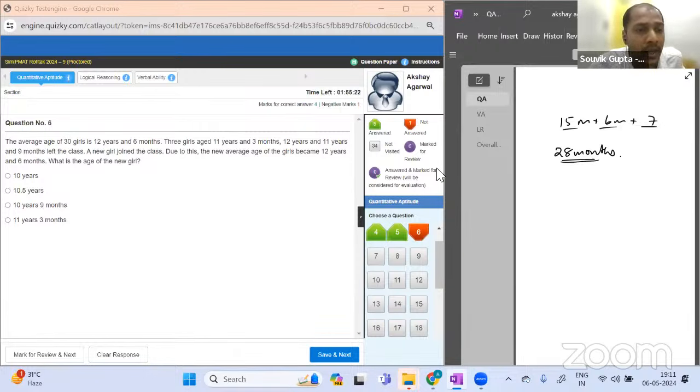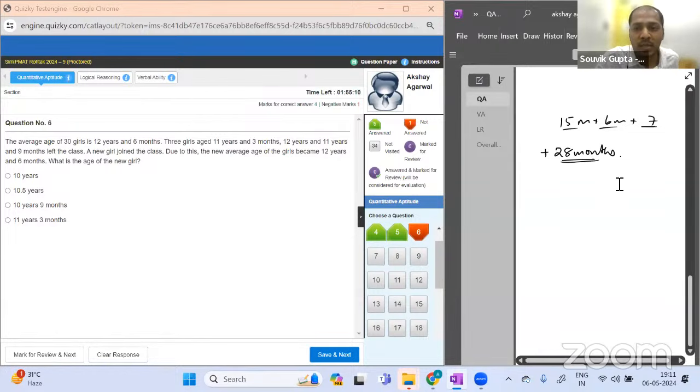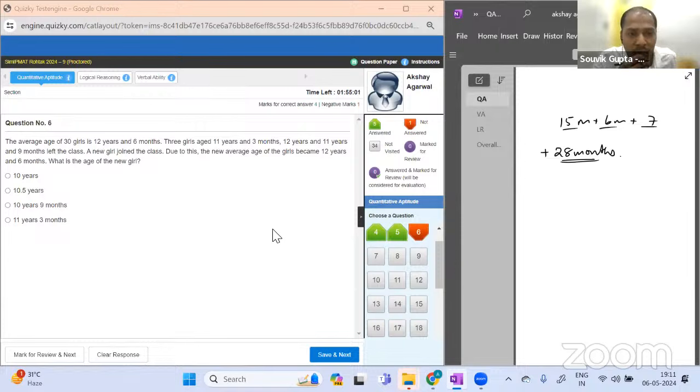A new girl has joined and the average remained the same. If the average has remained the same, whatever is the loss or benefit caused by these girls, that has been offset. Okay, so 12 years 6 months minus that. So basically 28 months less, that is 2 years and 4 months. Doesn't seem to be there in the options. Maybe I'm doing something wrong. Due to this, the average of the girls became this. Okay, I think I'm making some mistake. I'll go ahead, 1 more minute. I'll just give this till 54.